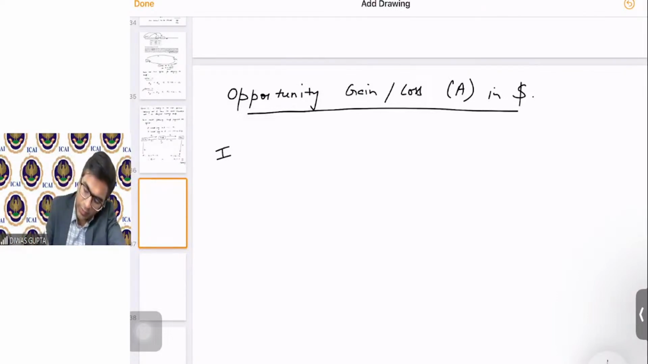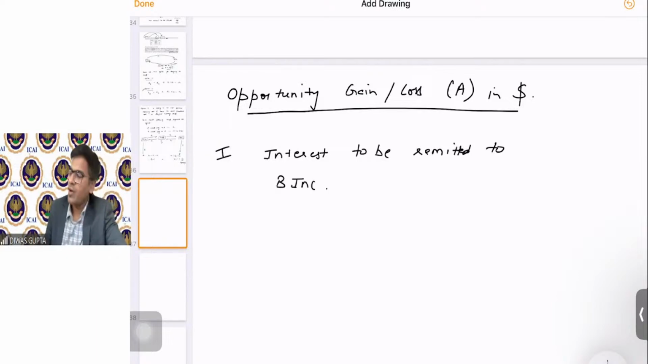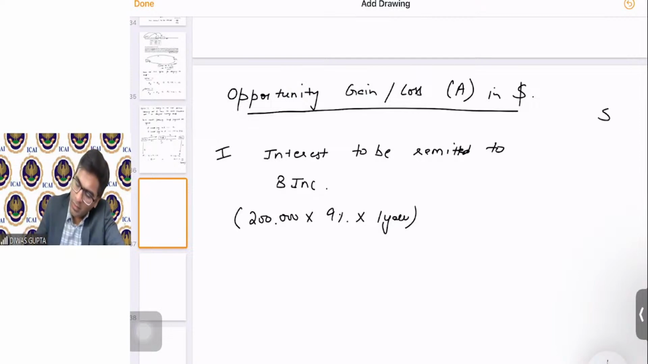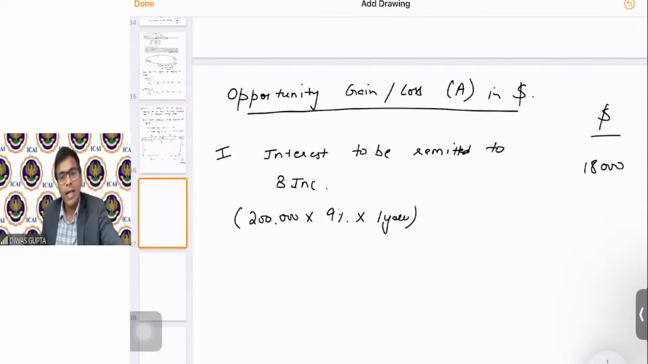First of all, interest to be remitted to B Inc. under the swap, right? So on 2 lakh dollars, 9% for 1 year. So in dollar terms, it becomes $18,000. Correct? 9% is what A will pay to B.